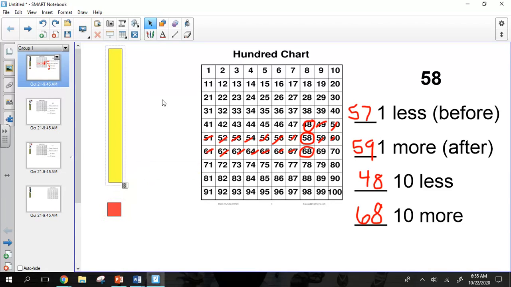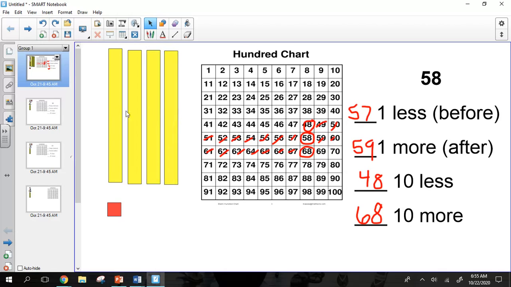All right, so now let's look at our base 10 blocks and show the same thing with them. So we want to build 58. So there's 10, 20, 30, 40, 50. Now let's build 8. I've already got 1, 2, 3, 4, 5, 6, 7, 8. All right, so I have 58.